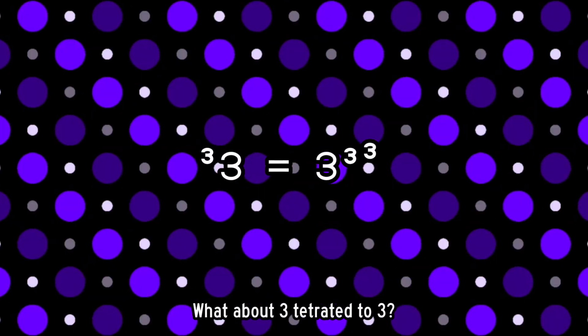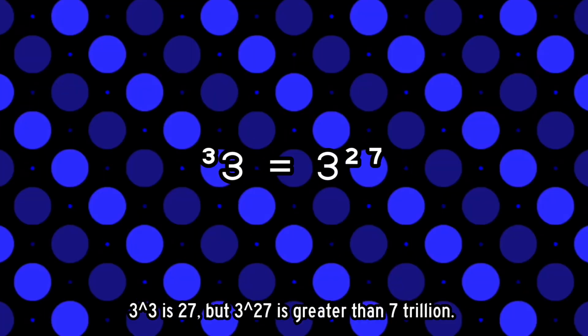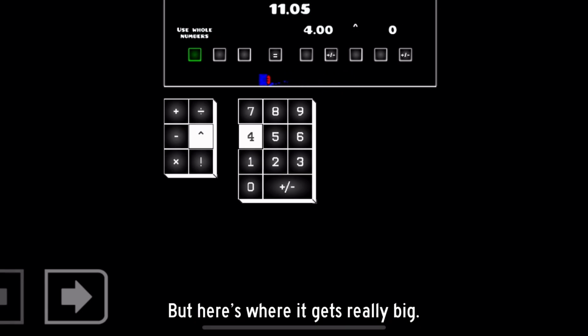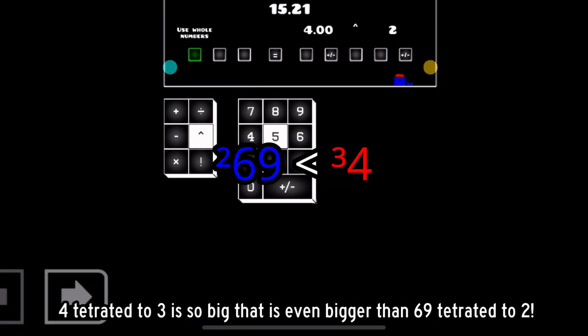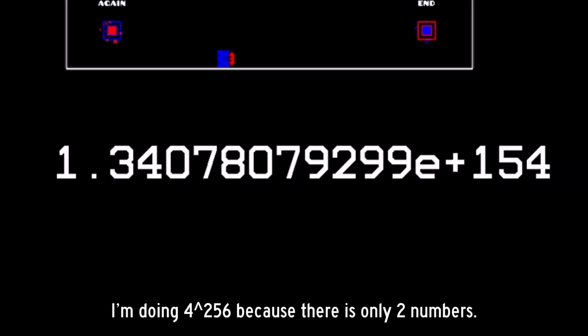What about 3 tetrated to 3? 3 to the power of 3 is 27, but 3 to the power of 27 is greater than 7 trillion. But here's where it gets really big. 4 tetrated to 3 is so big that it is even bigger than 69 tetrated to 2. I'm doing 4 to the power of 256 because there is only 2 numbers.